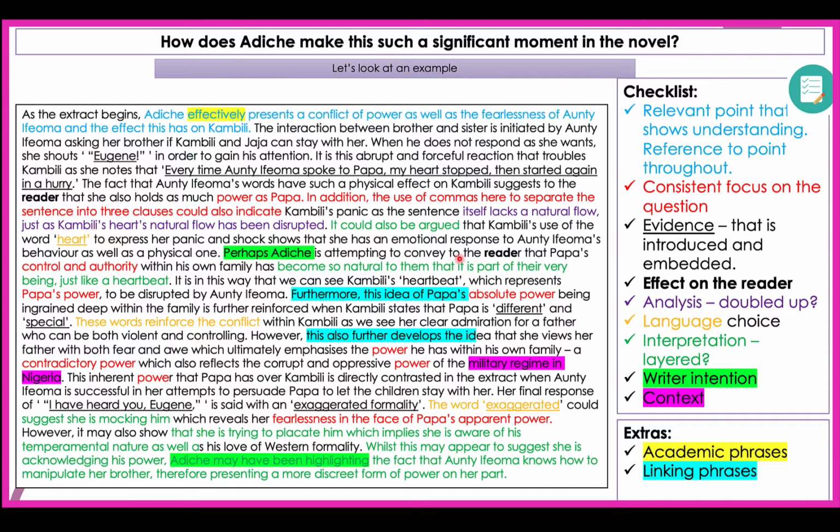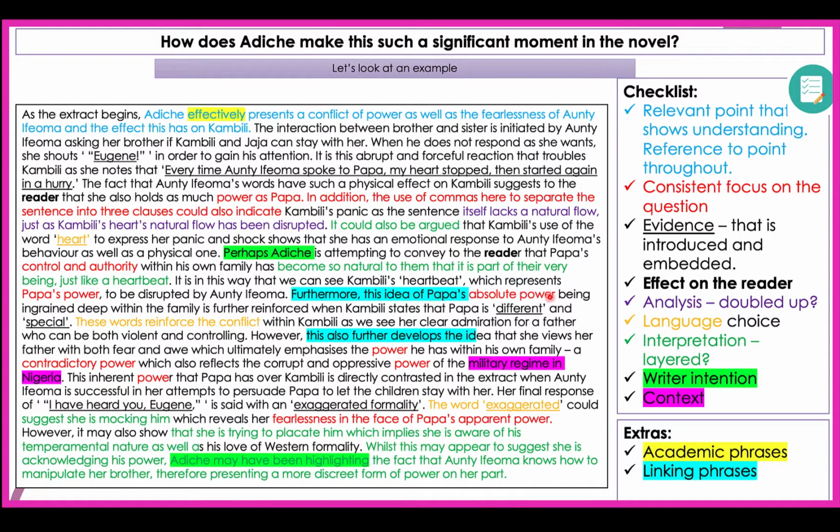Perhaps Adichie is attempting to convey to the reader that Papa's control and authority, again, focus on the task and focus on my own point up here, within his own family has become so natural to them that it's part of their very being, just like a heartbeat. So developing my interpretation, but not straying too far from the quotation, so it's still clear that what I'm saying is relevant. It is in this way that we see Kambili's heartbeat, which represents Papa's power, to be disrupted by Auntie Ifeoma. Now notice how this is all very, very relevant to my point about power, about the conflict in power, and about the different power between these characters.